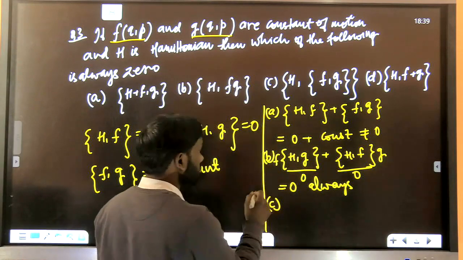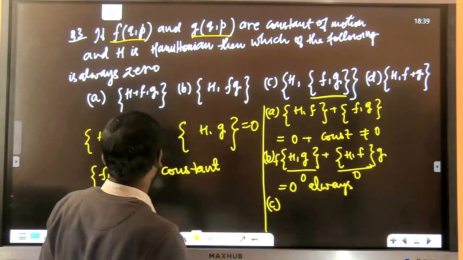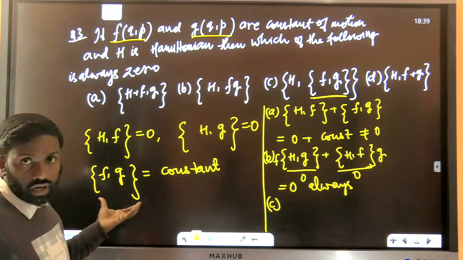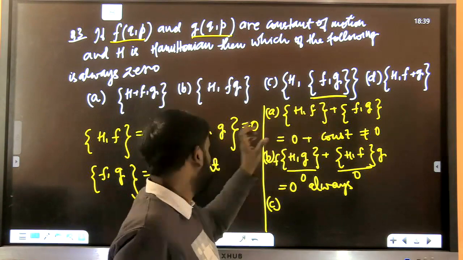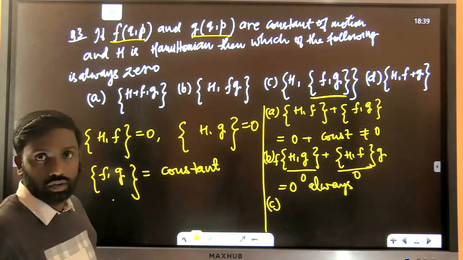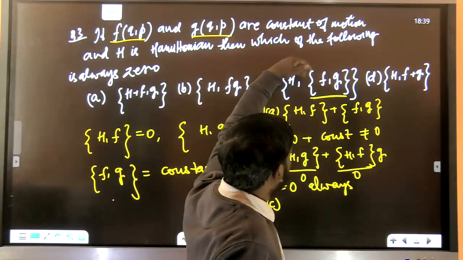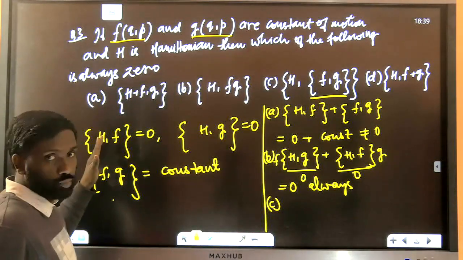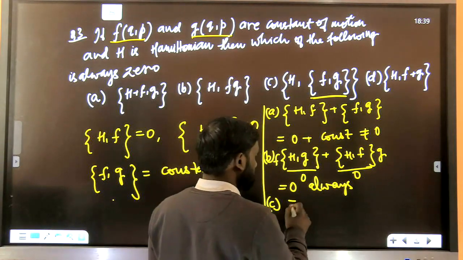Now if you check option C, this is the Poisson bracket of F and G. As I said, according to Poisson theorem, two constants of motion have a Poisson bracket which gives you another constant of motion. So this is a constant, and it will obviously be independent of time, because F and G do not depend on time explicitly. Now we know that if something does not depend on time explicitly, its Poisson bracket with the Hamiltonian has to be 0. So therefore C is always 0.